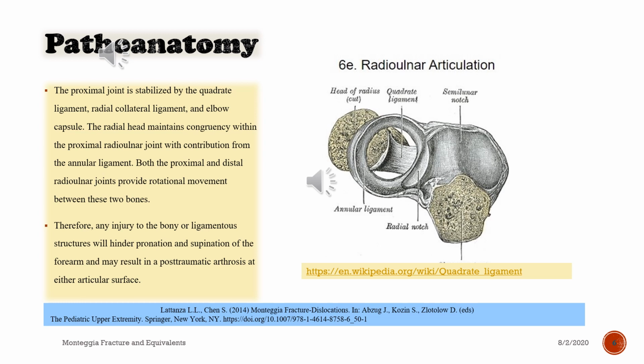Therefore, any injury to the bony or ligamentous structures will hinder pronation and supination of the forearm and may result in a post-traumatic arthrosis at either articular surface. Look at the annular ligament and quadrate ligament.